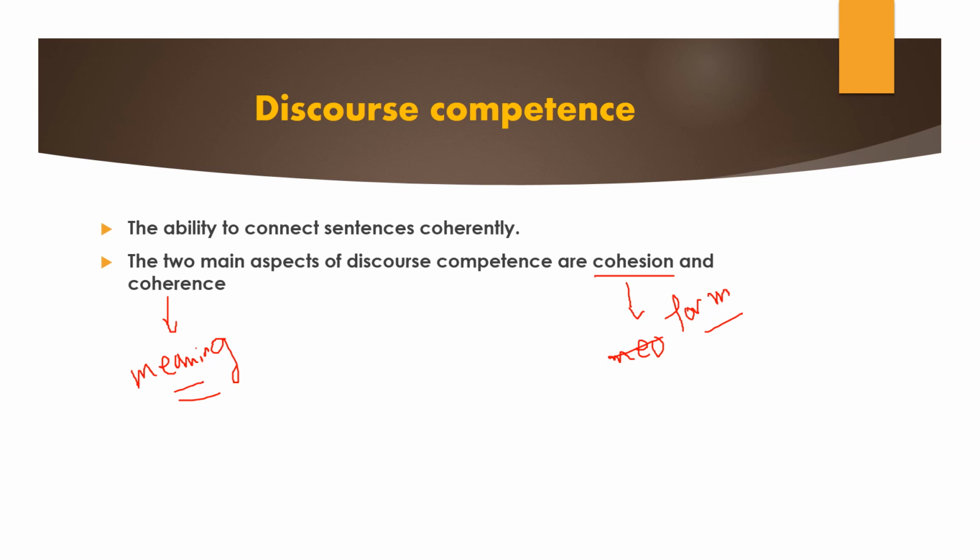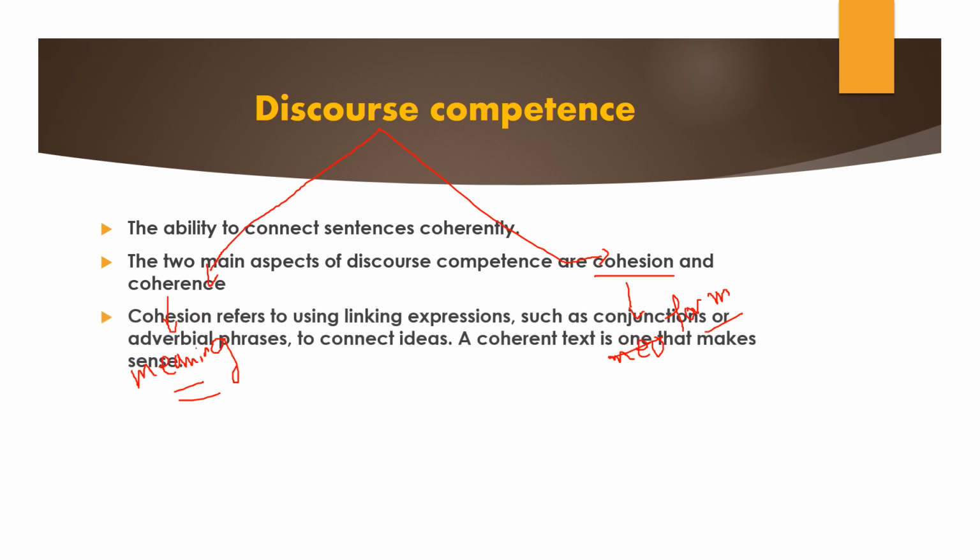If there is no cohesion, of course, there is no coherence. And if there is no coherence, there will be no cohesion in the first place. So discourse competence is all about coherence and cohesion. So please pay attention to cohesion and coherence while speaking and writing. Good. So cohesion refers to using linking expressions, as I said before, such as conjunctions or adverbial phrases to connect ideas. A coherent text is one that makes sense.